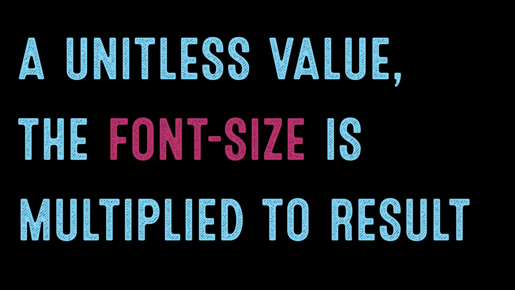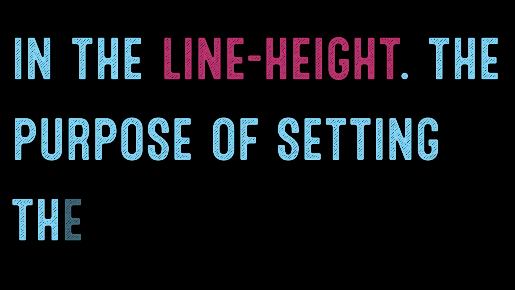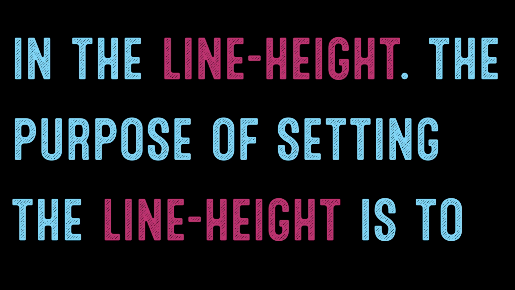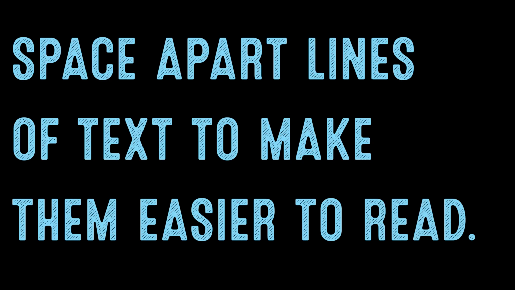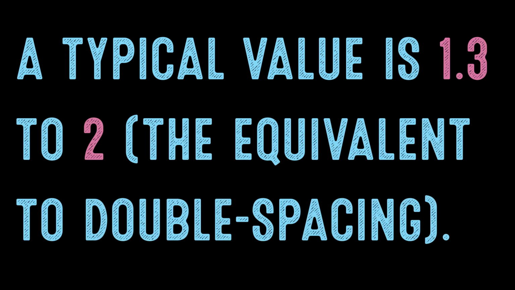By using a unitless value, the font size is multiplied to result in the line height. The purpose of setting the line height is to space apart the lines of text to make them easier to read. A typical value is 1.3 to 2, the equivalent to double spacing.